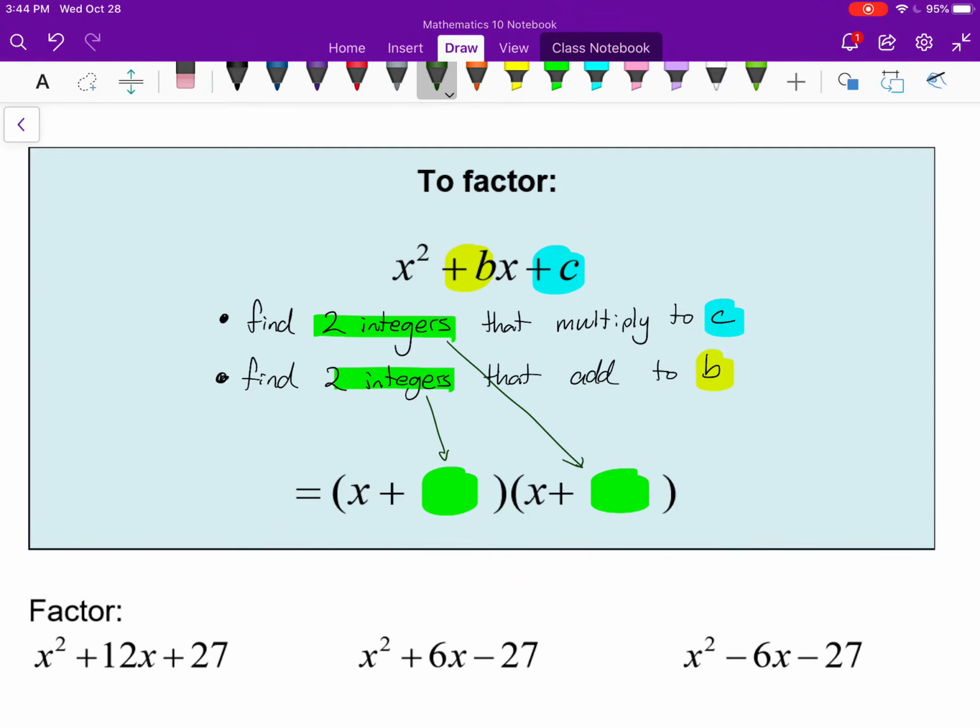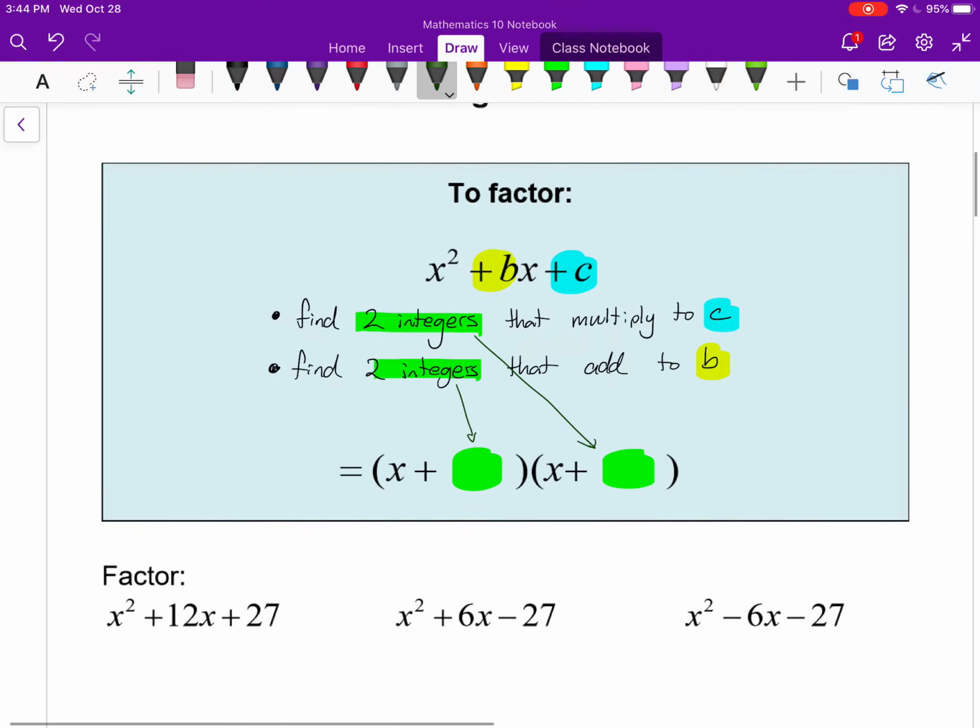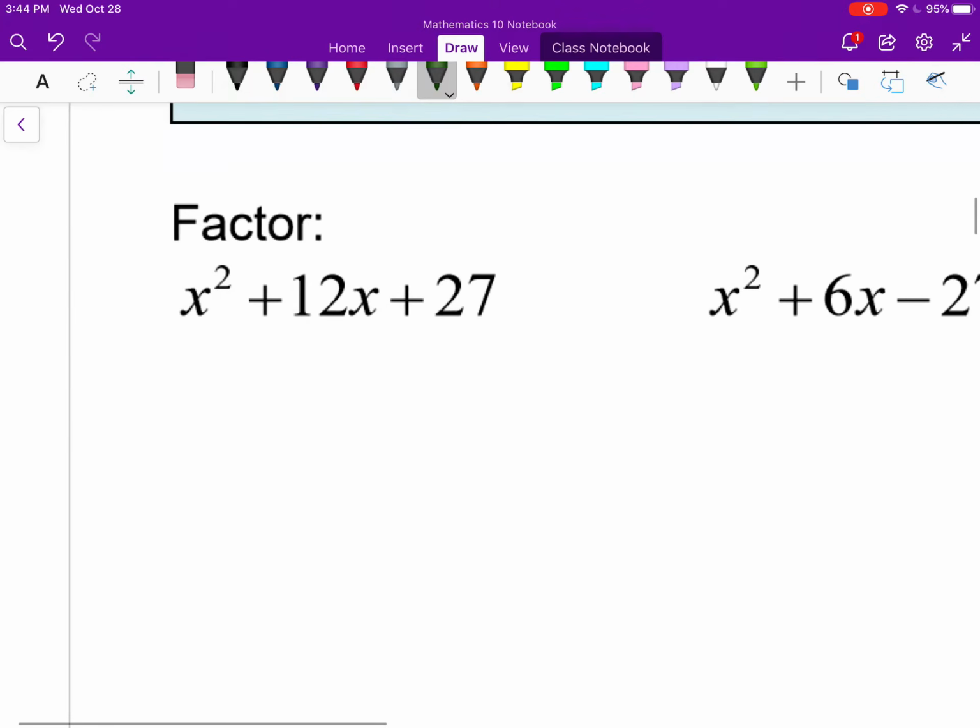That's it. Honestly, I just need to give you some examples. So here's several examples. I don't need a lot, but each of these is fairly quick. So I want to factor this. So what I need to do first is pay attention to the 27. And I need to think of 2 numbers that multiply to positive 27. Okay? I also need to think of numbers that add to 12. But first, let's start with what numbers multiply to 27.